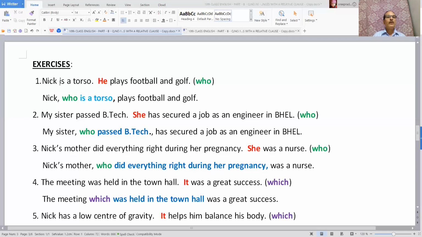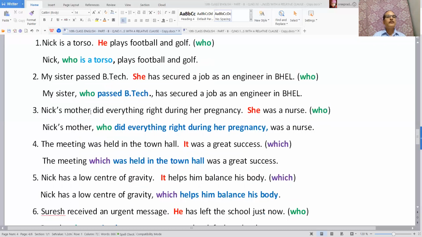Who is a torso. When the subject in the first sentence and in the second sentence is the same, we have to add who after the proper noun and write the remaining part of the first clause, and then we have to put a comma, and then we have to add the second part of the sentence. Nick, who is a torso, plays football and golf. This is a non-defining relative clause.